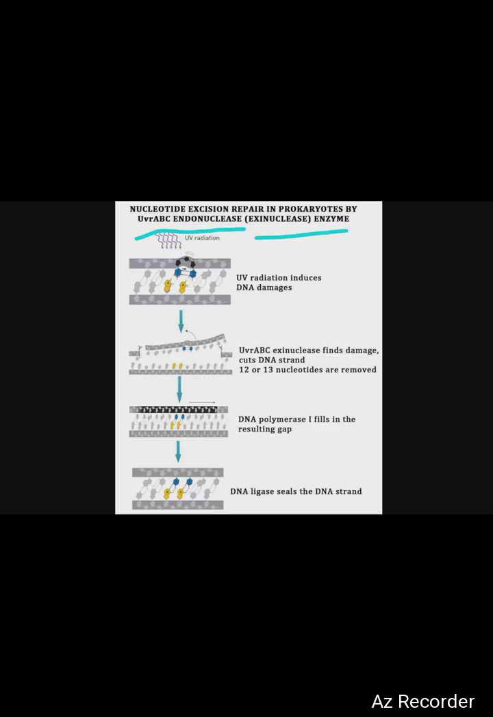So what happens when UV radiation comes? A thymine dimer, a pyrimidine dimer, gets formed. So UV radiation induces DNA damage, right? How will our body react? Either the TT dimer can be removed by an enzyme called DNA photolyase, with the help of the photoreactivation mechanism. If our body cannot do that, then the second mechanism comes, which is called NER.